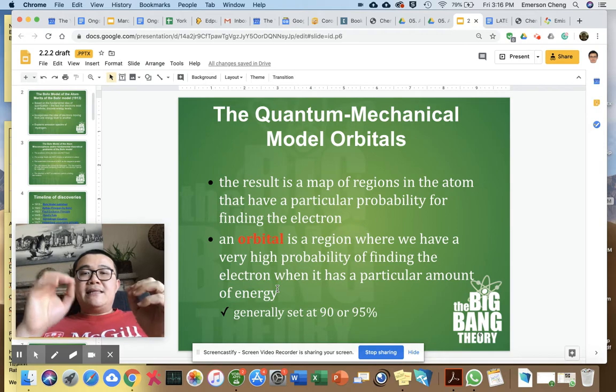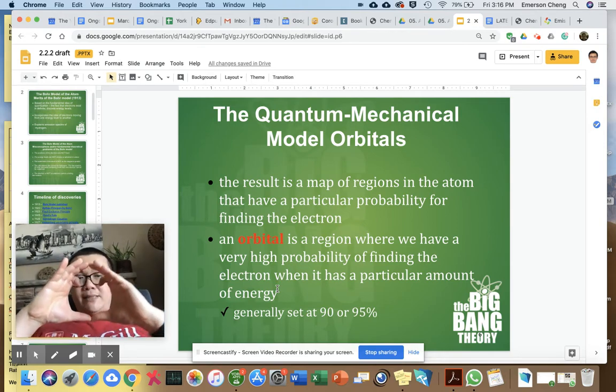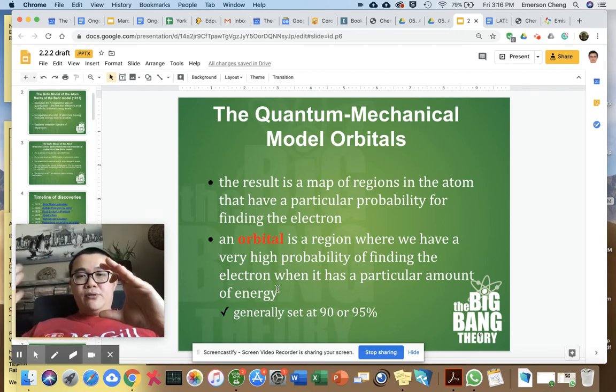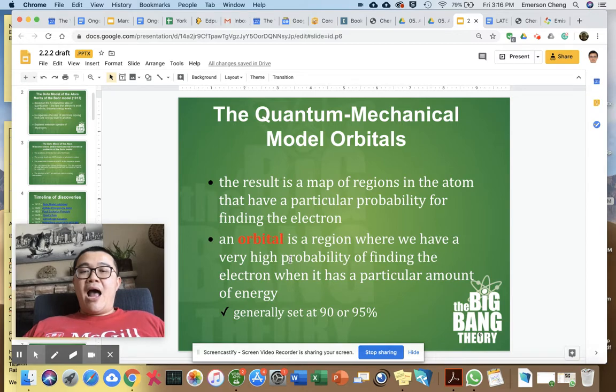So in a sense, rather than having orbits, you come up with this idea of orbitals. Orbitals, as it says here, is a region where we have a very high probability of finding the electrons where it has a particular amount of energy. Usually you're talking about 90 to 95% probability.